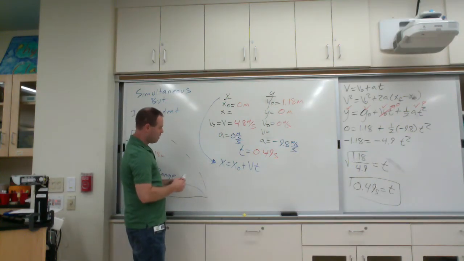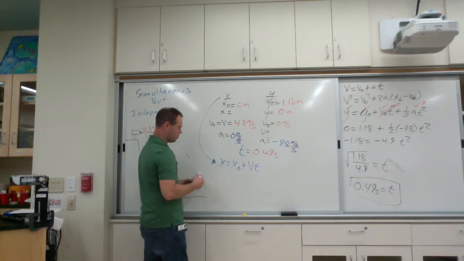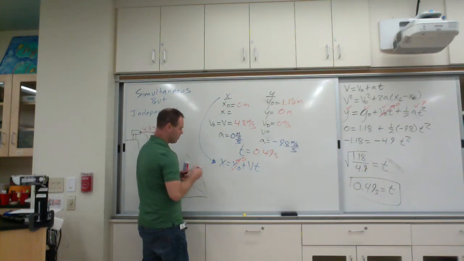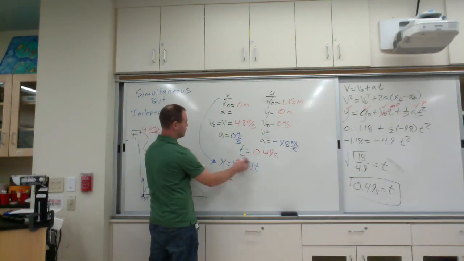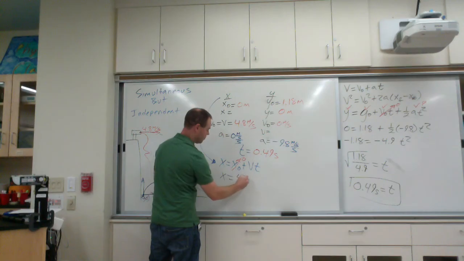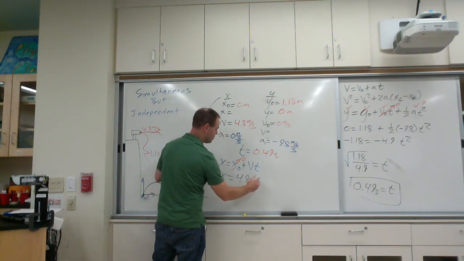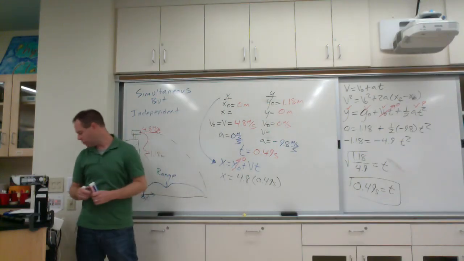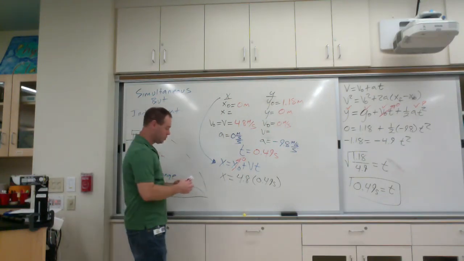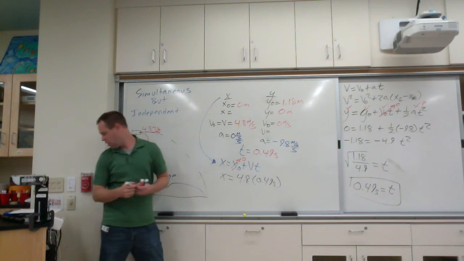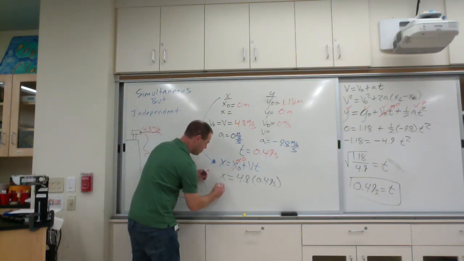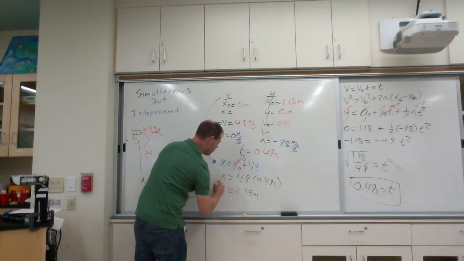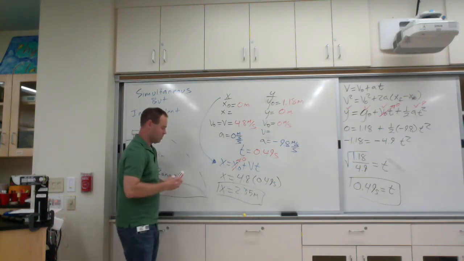So we know that the initial position in the x direction is 0, so that's going to go away. So the final position in the x direction is going to equal the constant velocity in the x direction, which is 4.8, times time, which we now know is 0.49 seconds. Multiply those two things together, and we get a final position in the x direction of 2.35 meters. So the range, 2.35 meters, is where that ball is going to land.